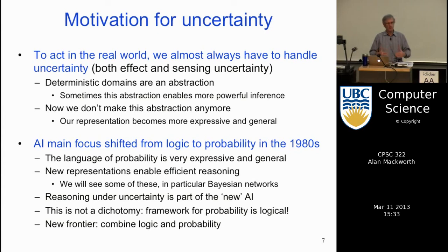But our probability theories are actually written in logic. If you look in the book, we give you a set of axioms for probability theory. We're not going to cover them in class because they're a little boring. But there is a complete axiomatized version of probability theory in logic. So it's not like you choose one or the other. It's not a dichotomy. As I say, that's the new frontier, combining logic and probability.